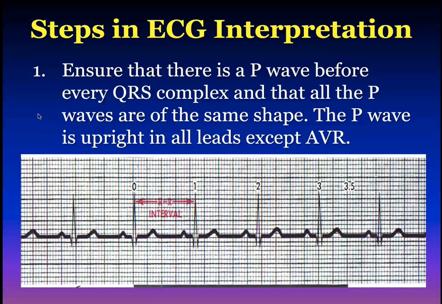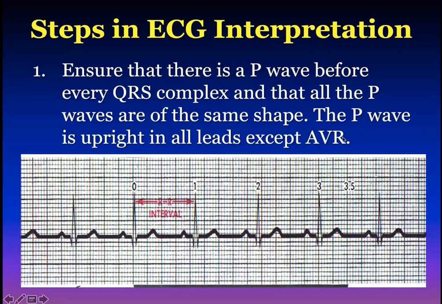First is to ensure that there is a P wave before every QRS complex, that all the P waves are of the same shape, and that the P wave is upright except in aVR. We look in all leads: lead 1, 2, 3, then aVR, aVF, aVL, and also V1, V2 until V6. We need to see the P wave. It should be upright in all leads except in aVR.